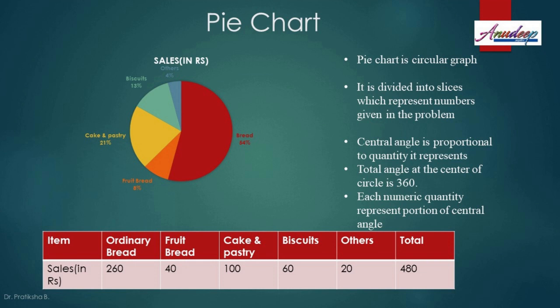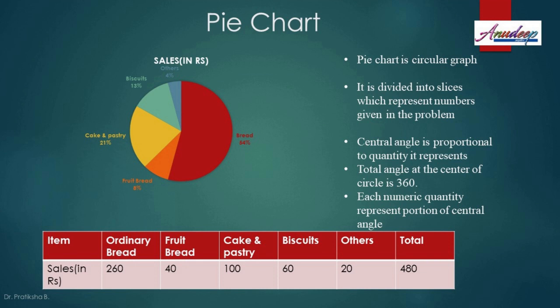Now let us understand the pie chart. As you can see on the screen, a pie chart is a circular graph. It is divided into slices which represent the numbers given in the problem. The central angle is proportional to the quantity it represents, and the total angle at the center of a circle is 360 degrees. You can see one problem on the slide where the items and the sale price of the items are mentioned.